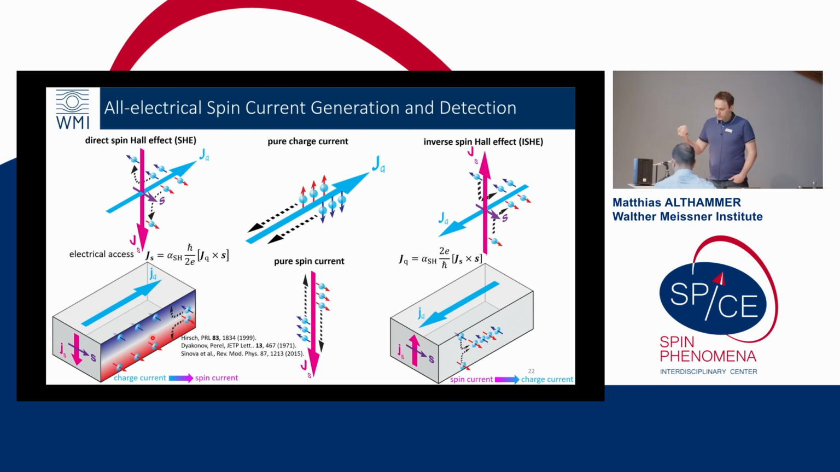And of course, there's also the reciprocal effect: if you have a spin current that is injected into such a heavy metal system, it will be transformed into a charge current. So with this, you have access to inject spin current into a system and to detect spin current in a system.